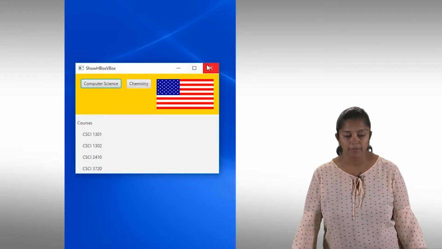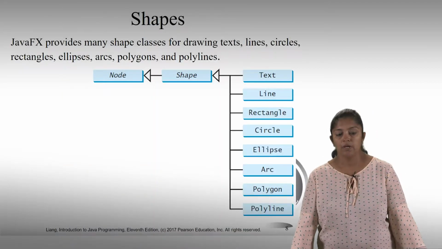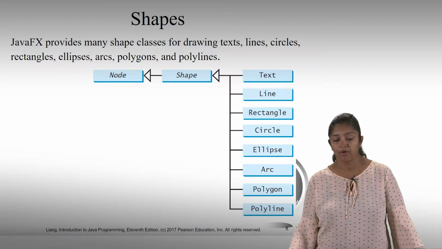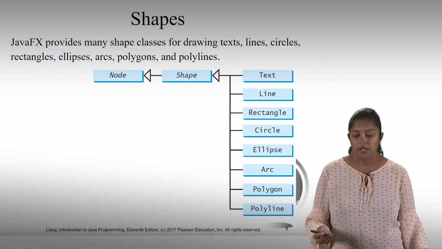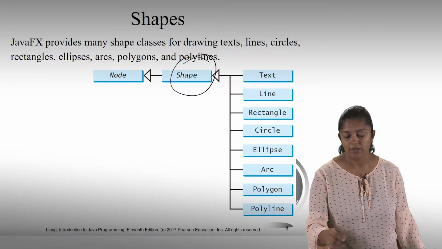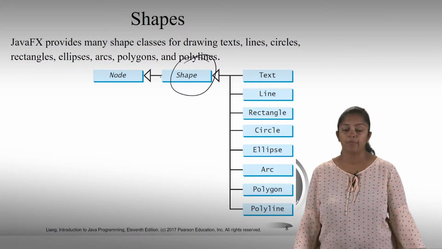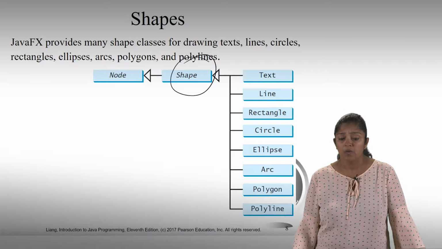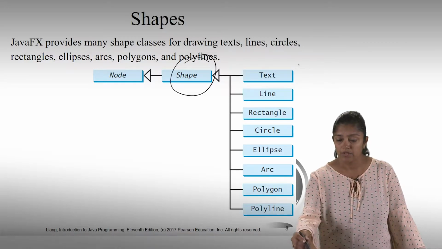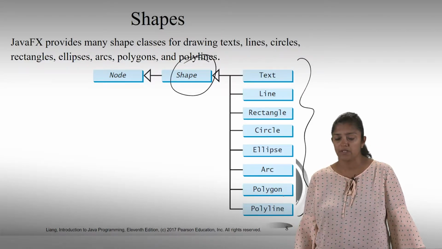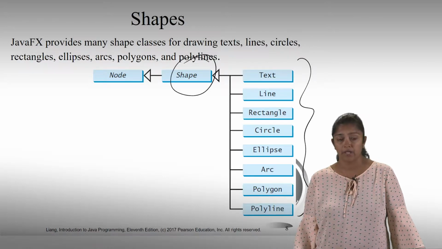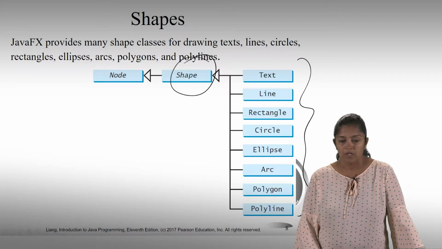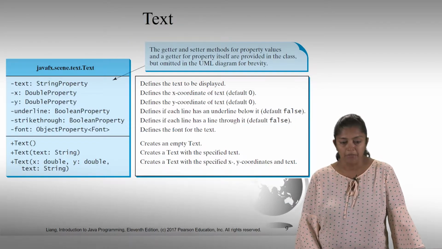So there's also a number of different shapes that you can draw. One of the shapes that we already saw was a circle. As you can see, they're all being inherited from the shape interface. So these are basically the specializations. There's text, you can draw text, line, rectangle, circle, ellipse, arc, polygon, and polyline. So all of these shapes are available.